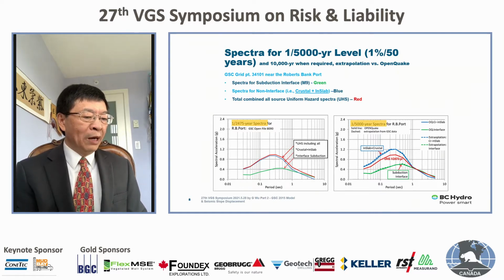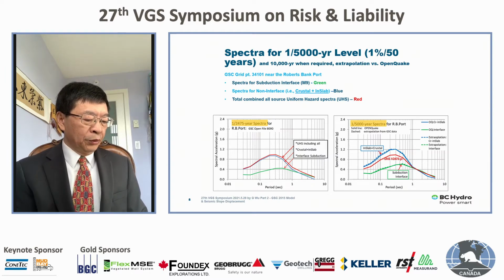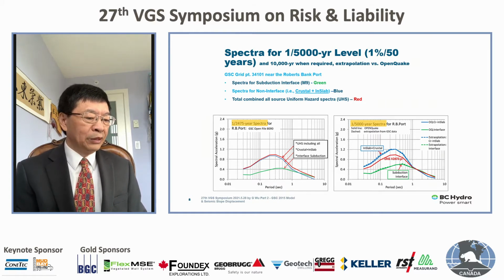And when we do the design, a question is, how do you use this plot for design of a 1 in 2475 earthquake? Do you want to use the green by itself, 1 in 2475 for M9? Or do you want to use the blue, or do you use the red for both? So that is a dilemma faced by the geotech engineer.